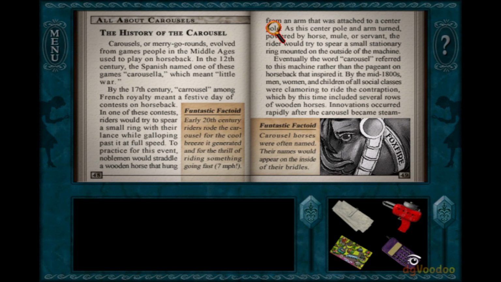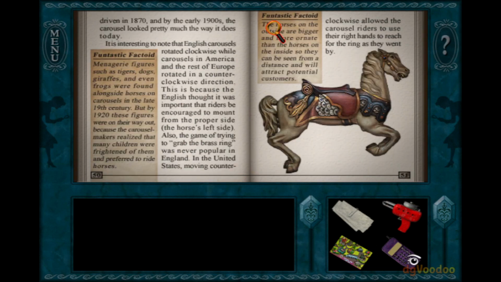By the mid-1800s, men, women, and children of all social classes were clamoring to ride the contraption, which by this time included several rows of wooden horses. Innovations occurred rapidly after the carousel became steam-driven in 1870, and by the early 1900s, the carousel looked pretty much the way it does today.